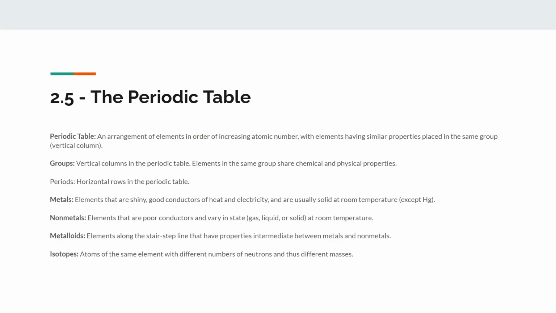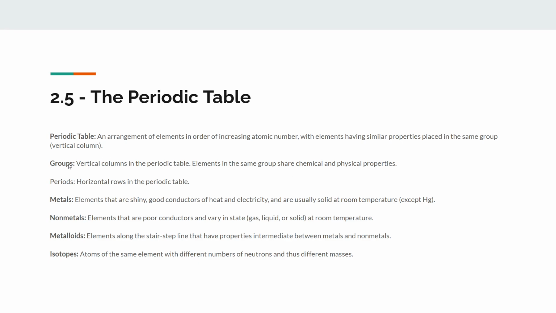It's just an arrangement of the elements, and they're in order of their atomic number. So basically, they're ordered by how many protons. The first one is hydrogen, which only has one proton, and the last is Afghanistan, I believe, and I'm not really sure. I think it might be 82. But anyways, it just arranges all the elements in terms of their protons.